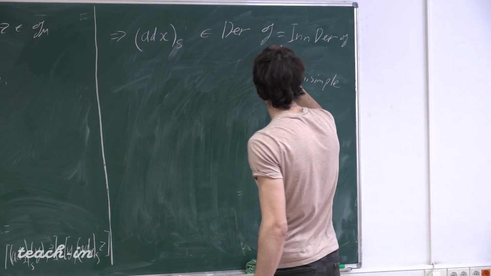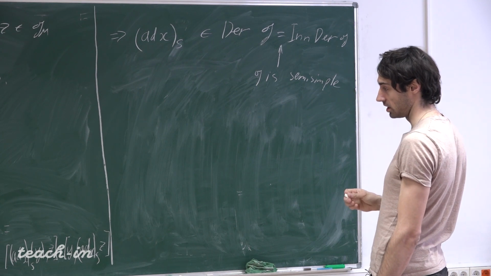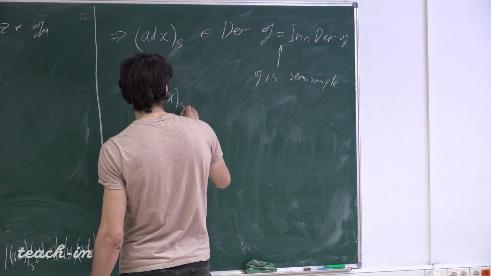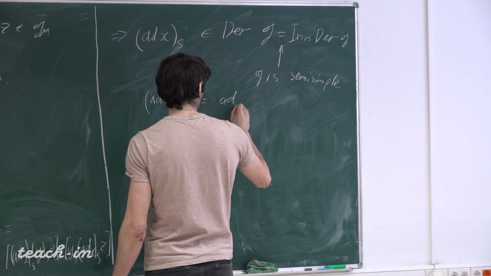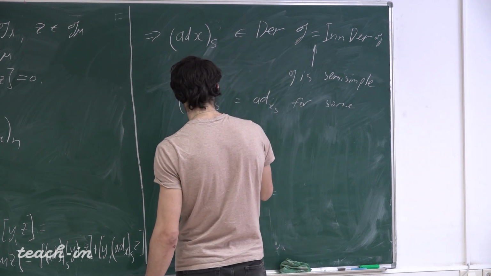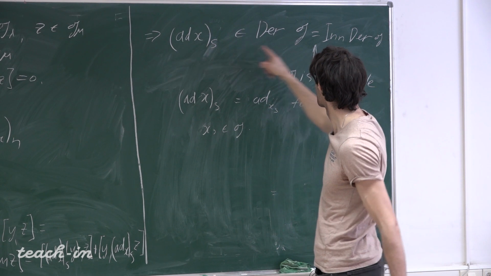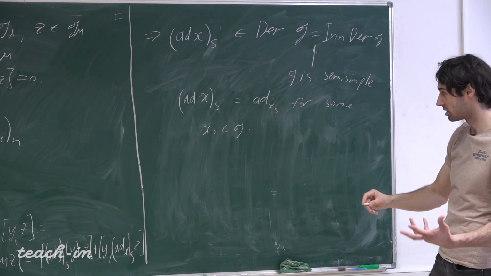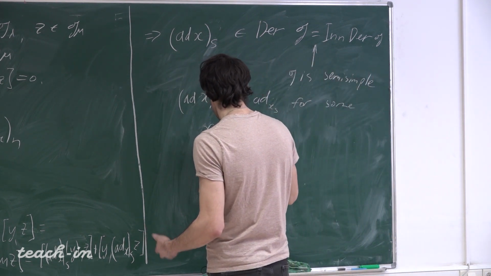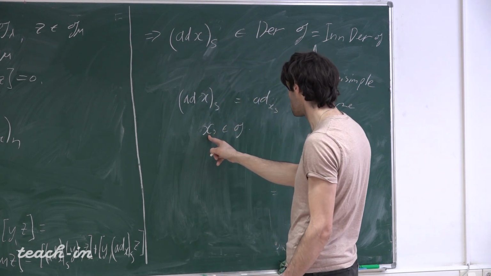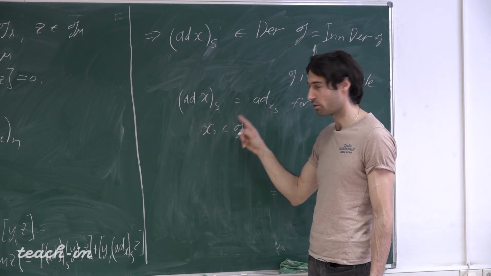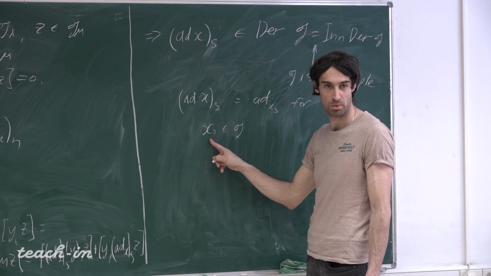All right, so you have this. Then it means that ad x_s is ad x_s for some element x_s in G. That's what it means, that this is an inner derivation. It's in the image of ad. But what do we know about this element? This is the semisimple part, so this thing is semisimple. Therefore, automatically this means that x_s is semisimple.